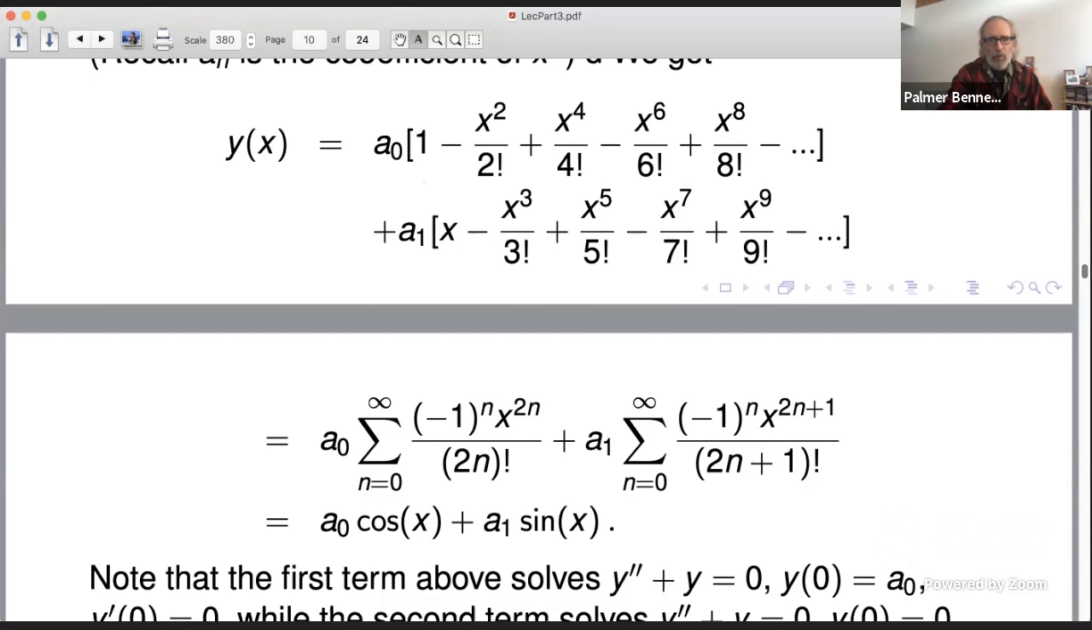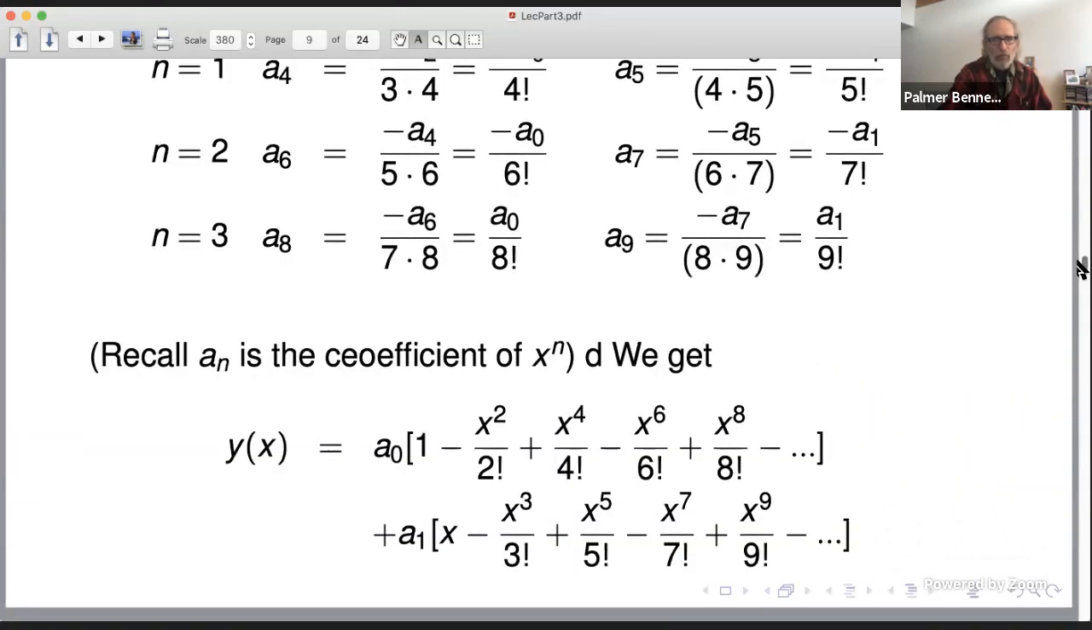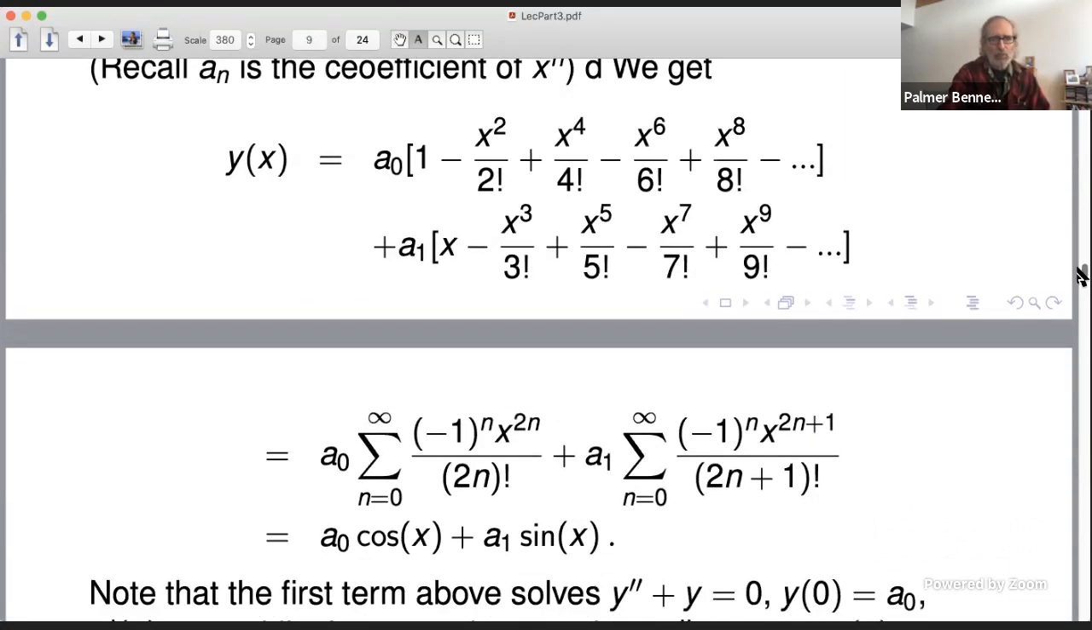This is kind of what we'd expect from any second order equation which had a power series solution. We would get that the solution is a sum of 2 power series, one multiplied by A naught and the other multiplied by A1.